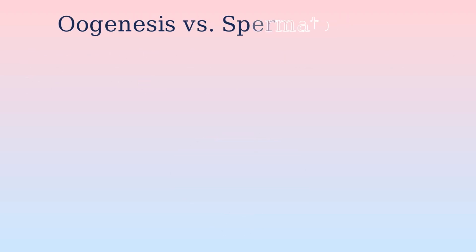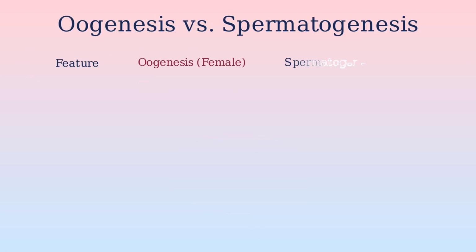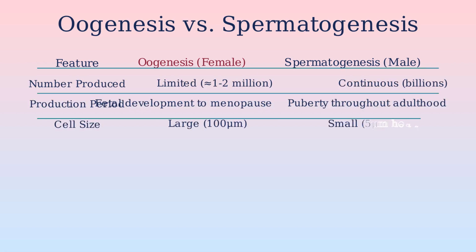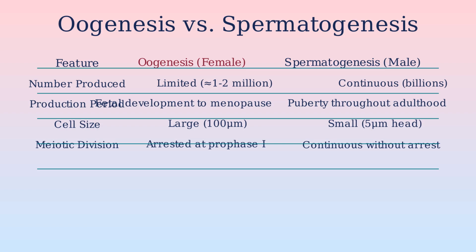Unlike spermatogenesis in males, which produces millions of sperm continuously, oogenesis produces a limited number of eggs during a female's lifetime. The contrast between these processes is striking. While males produce billions of sperm continuously from puberty through adulthood, females are born with all the eggs they will ever have.